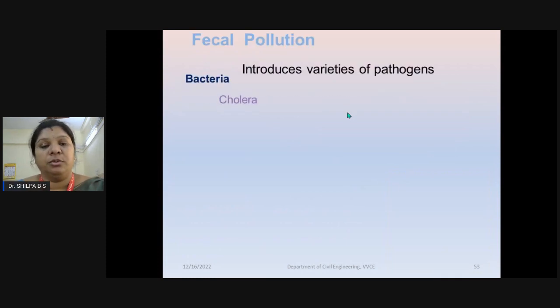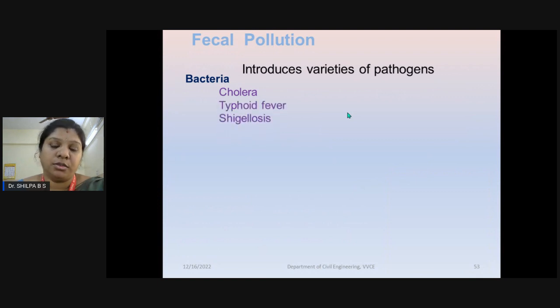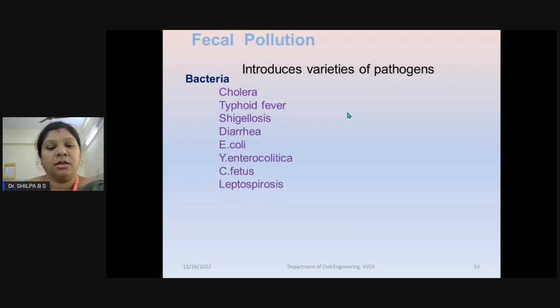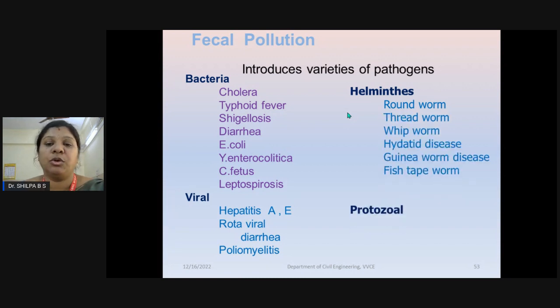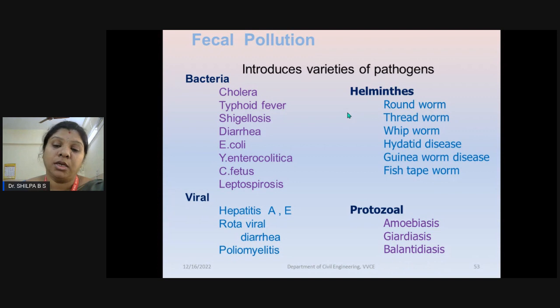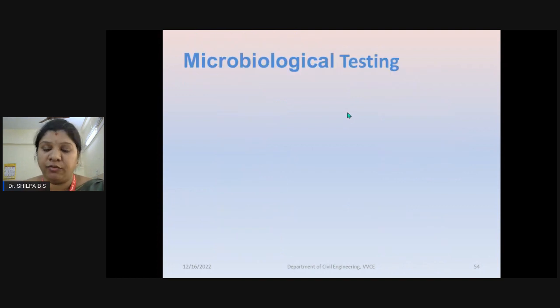So, as we have observed, the water source is mainly polluted because of feces, the feces of warm-blooded animals. This feces introduces a variety of pathogens. These are the bacterial infections which may be spread through the feces. Then viral hepatitis A, E, rotavirus, and poliomyelitis, then the helminths, which cause various diseases in humans, and the protozoa: amoebiasis, giardiasis, and balantidiasis are the protozoal infections.